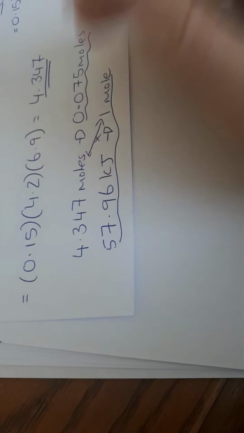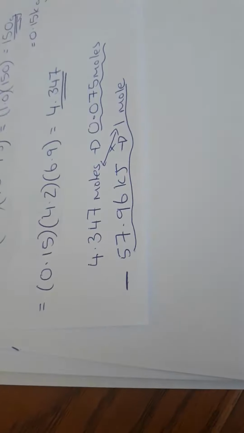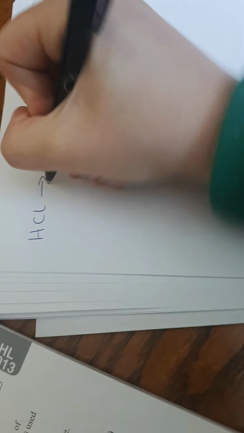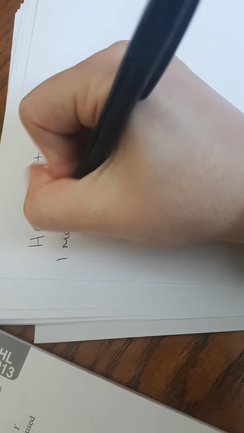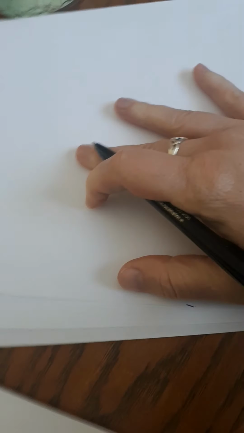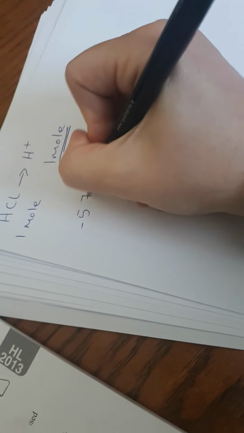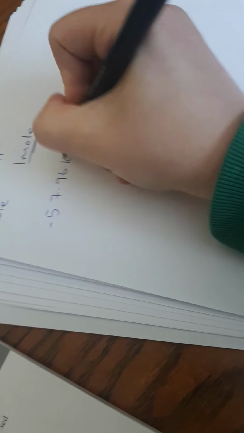Now, heat of neutralization is always exothermic, so you have to put in the minus sign. And just make sure as well, it is when 1 mole of H plus ions, so it's HCl goes to H plus. So because it is 1 mole of HCl, that also means it is 1 mole of H plus ions. So my answer, minus 57.96 kilojoules per mole of H plus ions.